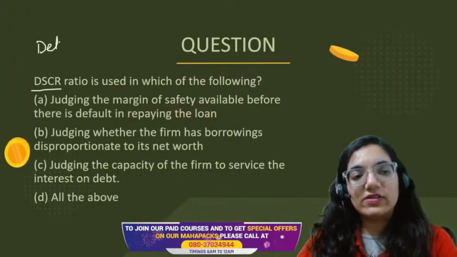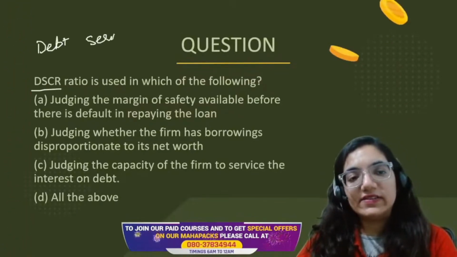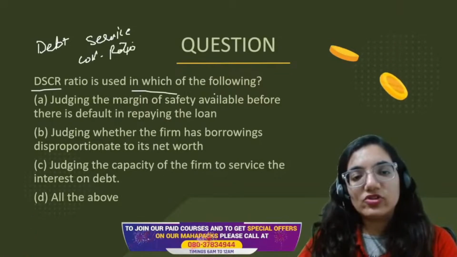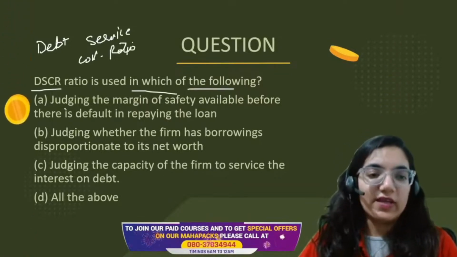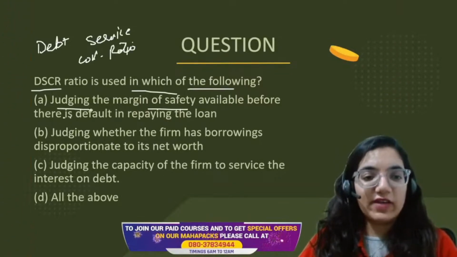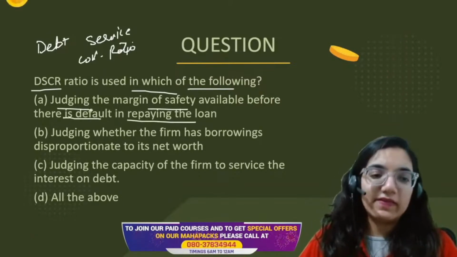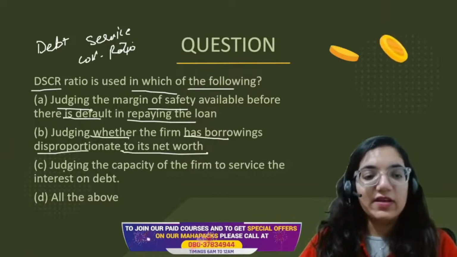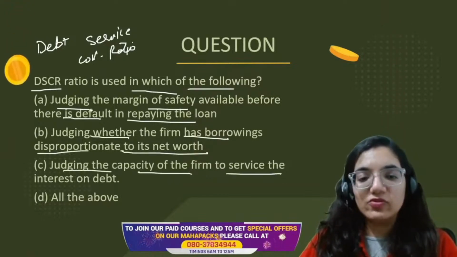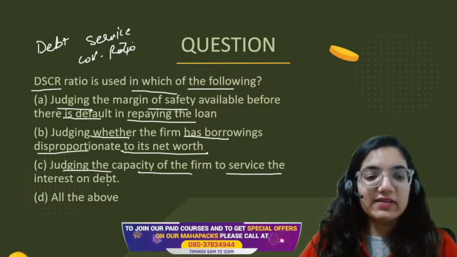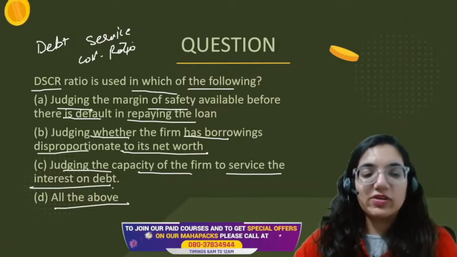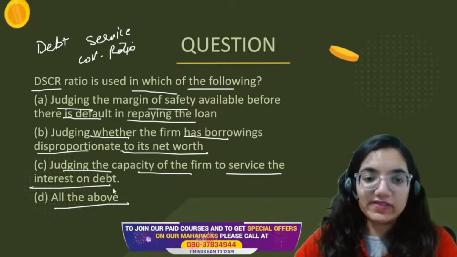DSCR, that is called debt service coverage ratio. Which of the following is it used for? Judging the margin of safety available, that is the default in repaying the loan. Judging whether the firm has borrowing disproportionate to its net worth. Judging the capacity of the firm to service the interest on debt, or all of the above. Debt service coverage ratio is basically covered under the solvency ratios.